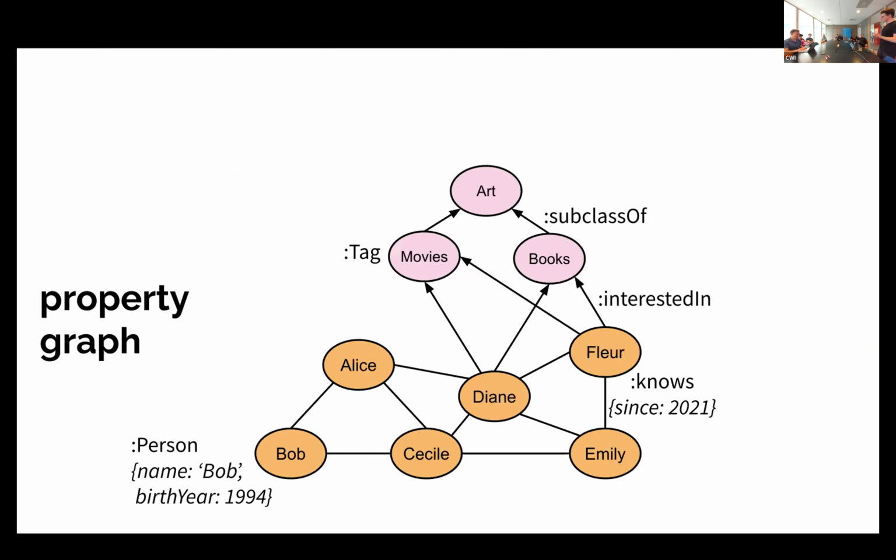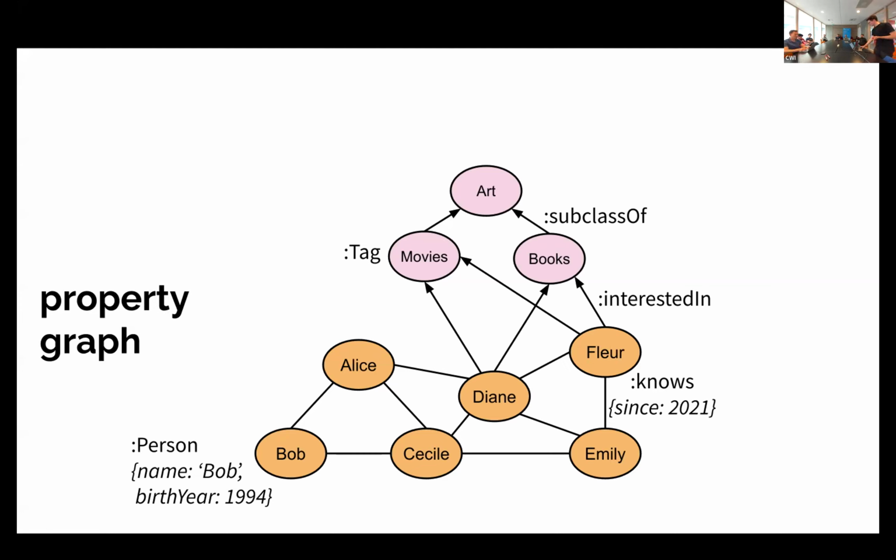One potential data model that is very popular recently is the so-called property graph data model. We can see that this is clearly a graph of nodes and edges, but these have labels: the nodes on the top are called tags, the nodes at the bottom are called persons, and we also have edges between them. The tags have subclass-of relationships and the people have knows relationships. Also, both the nodes and the edges can have a number of properties. The people have names and birth years, and when they get to know each other, we add a since attribute to those edges.